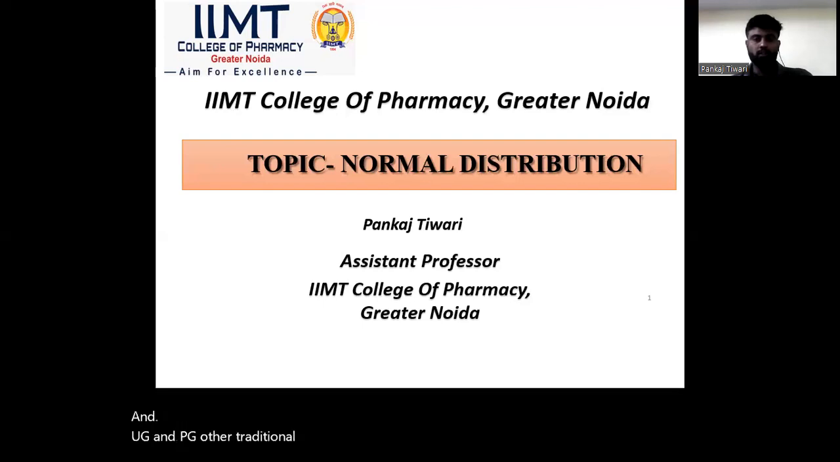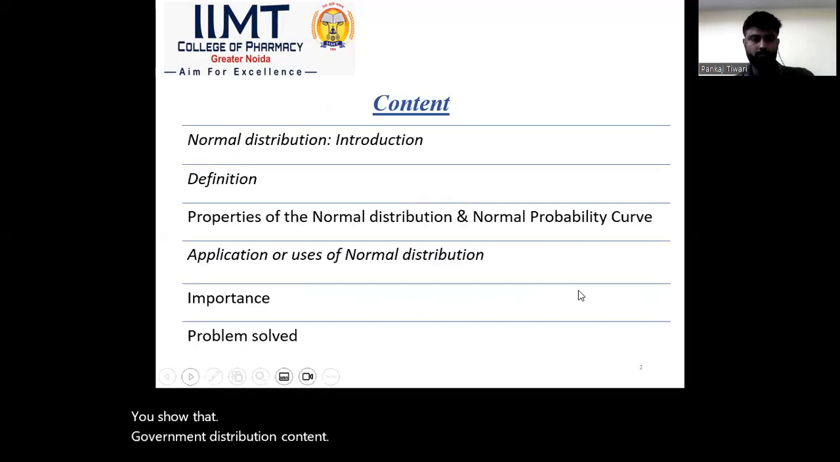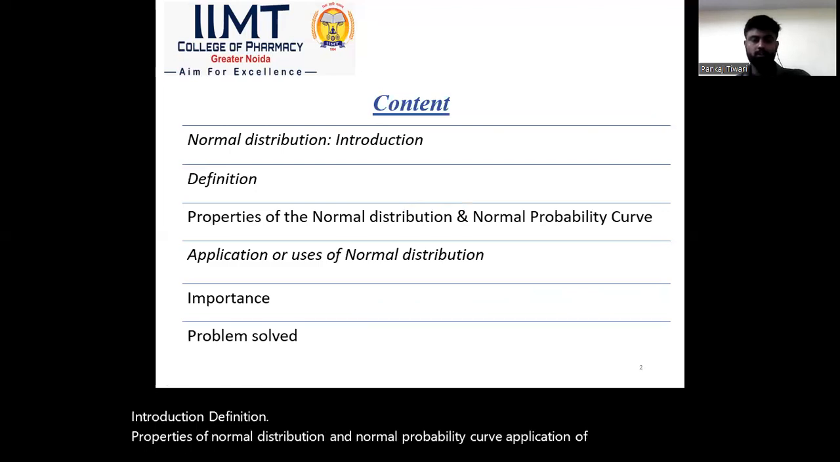Now, first we will see the contents: introduction, definition, properties of normal distribution, and normal probability curve, applications and uses of normal distribution, importance, and problems solved.